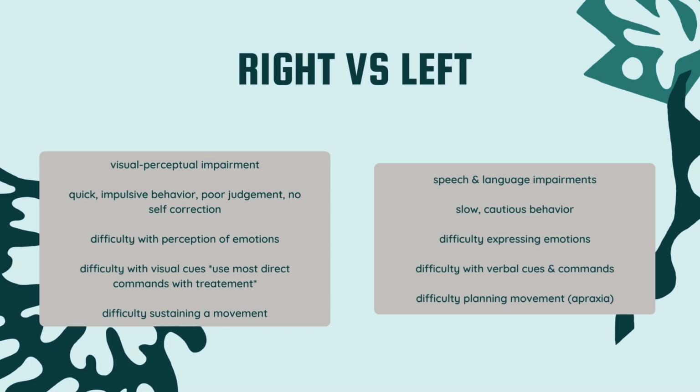a movement consistently. Versus the left, you'll see more speech and language impairments, and their behavior is more slow and cautious. They also have difficulty expressing their emotions and difficulty with verbal cues and commands, so you would have to use more tactile and visual cues. And they also have difficulty planning movement, so that apraxia is present.